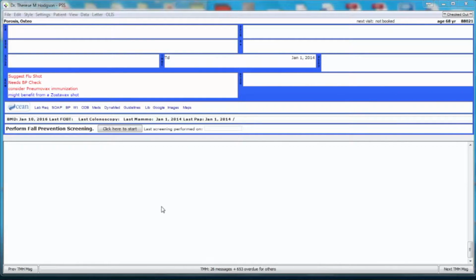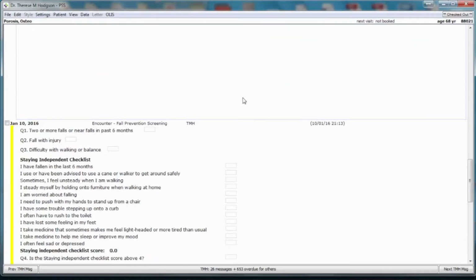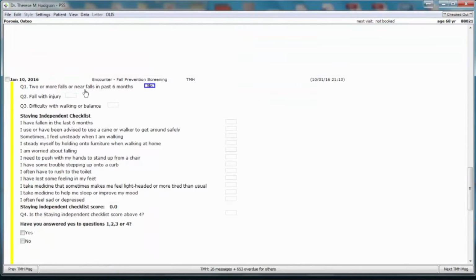This person is over 65 years of age and has not had a fall assessment in the last year, as seen here by the toolbar. If the patient had a fall assessment done, the toolbar would not be visible and will reappear after 365 days. Let's go through our algorithm. So we go through and answer questions.